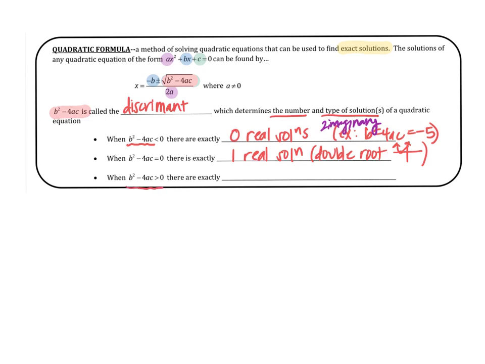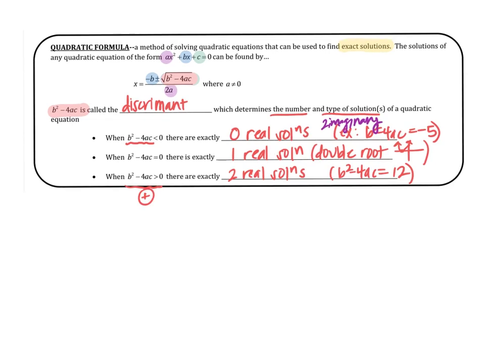If I calculate my discriminant and it's greater than 0, that means there are exactly 2 real solutions. Maybe I calculate b squared minus 4ac and it equals 12. That's a positive number. That means there are going to be 2 real solutions, or 2 x-intercepts.